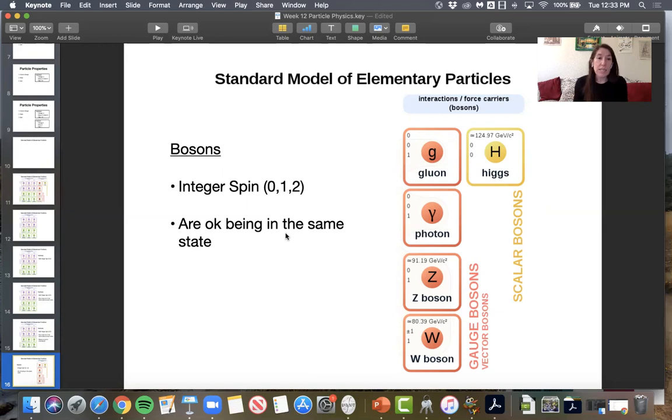And bosons, these integer spins, are okay hanging out together. They're okay being in the same state. So you can have a bunch of photons all in the same place together, and that just results in a brighter light. Right? These are particles of light, and they're okay all being there together, and you just have brighter light if you do that. And whether they like being near each other or they don't like being near each other is one of the main distinguishing features between our fermions and bosons.